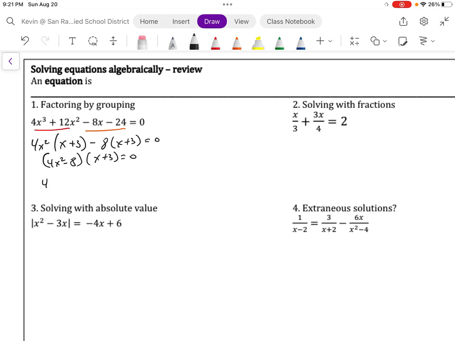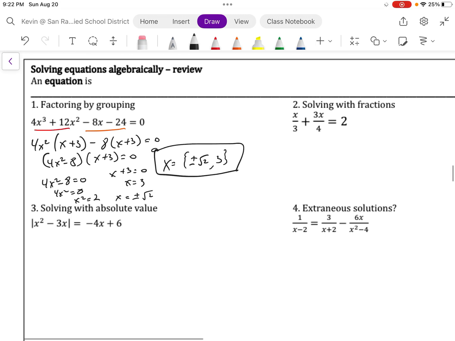So we set each one of these equal to 0. So we'll go 4x squared minus 8 equals 0, and we'll say x plus 3 equals 0. So in this case, x equals negative 3, and here we have 4x squared equals 8, so x squared equals 2. So in this case, x equals positive or negative square root of 2. So our solution set here would be x equals plus or minus root 2 and negative 3. And we write it as a solution set with brackets.